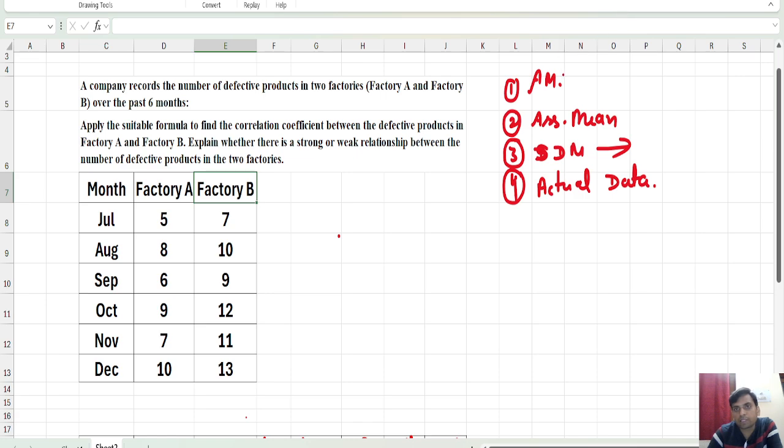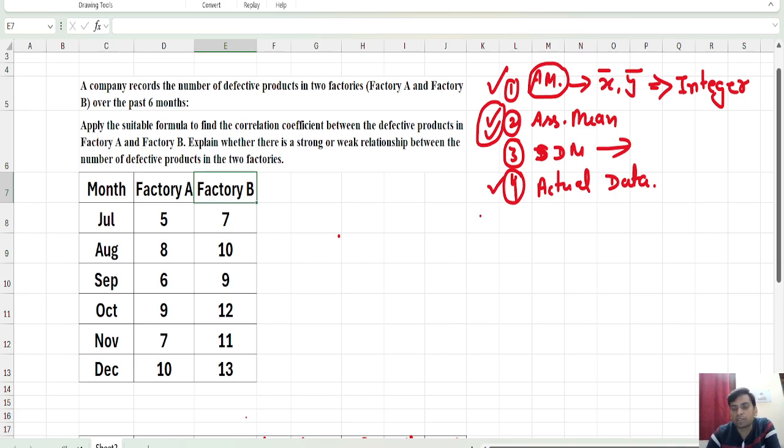So first, this is arithmetic mean. If x bar and y bar of the data are in integer form, this means without decimal, then you can apply this first one, and this second formula you can apply in any situation. This is the best one and less time consuming. And this last formula also you can apply in any situation. This is not the best, because it is so time consuming.